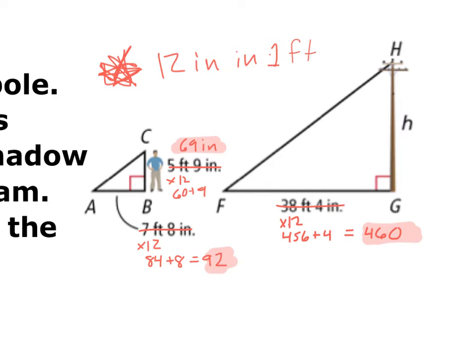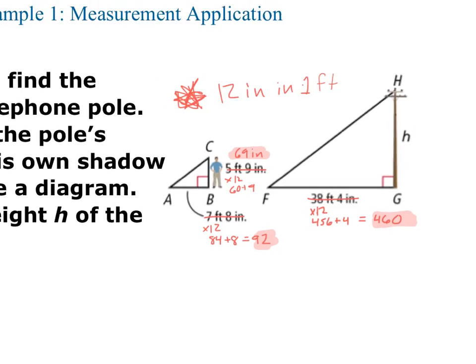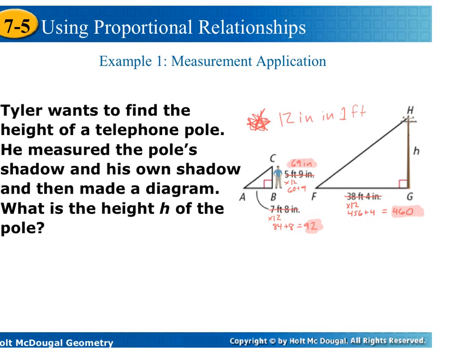All right, the next thing we need to do is set up our proportions. So we have this side AB that corresponds to FG. So we're going to put the length of AB, which is 92, over the length of FG, 460. And that's going to be equal to the height of the man, which corresponds to the height of the telephone pole. The height of the man is 69 inches. The height of the telephone pole is H.